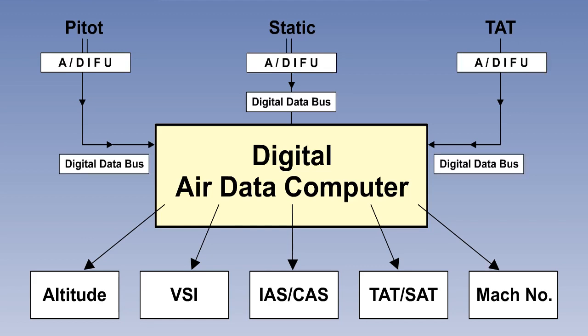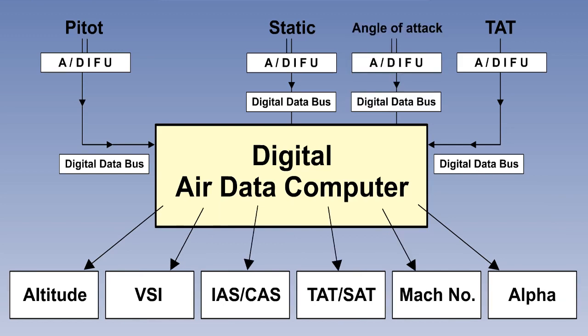With the advent of digital air data computers, a change of format was required, and so these are also often referred to as analog to digital interface units, or ADIFUs. The transmission line now becomes a digital data busbar rather than an analog electrical signal. With the addition of angle of attack sensing, this brings us up to date with modern systems.